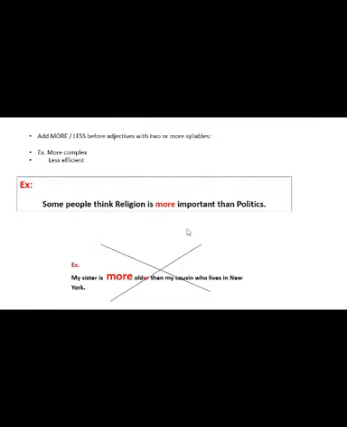Now let's see another rule. It says add more or less before adjectives with two or more syllables, okay? Let's see the examples. More complex or less efficient. The example, some people think religion is more important than politics. Here I have a two-syllable adjective, so I have to add the particle more.